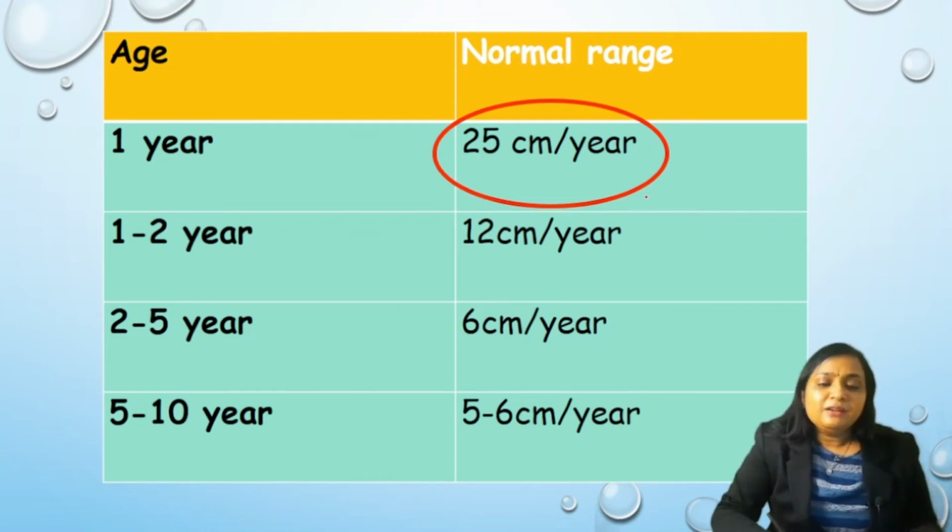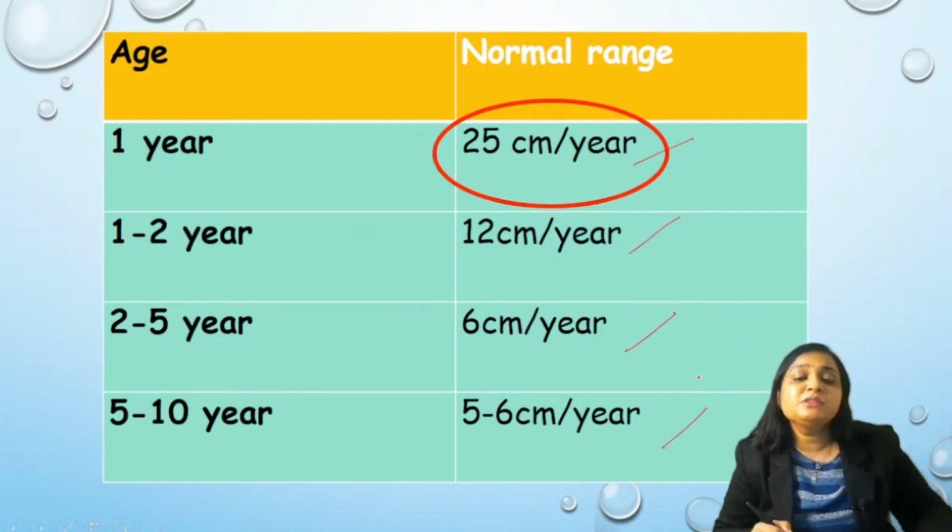Now it is just again a revision of the previous slides: in the first year 25 centimeter per year, then 12 centimeter, 2 to 5 years 6 centimeter, and 5 to 10 years 5 to 6 centimeter per year.